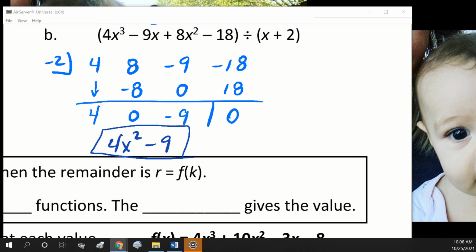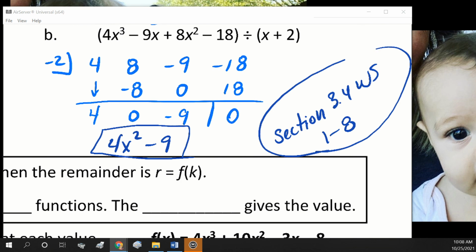Okay. Any questions? All right. So I'm going to give you guys a worksheet that we're going to use for 2 days. So today I only want you guys to do 1 through 8. And I'm pretty sure I posted the answers.